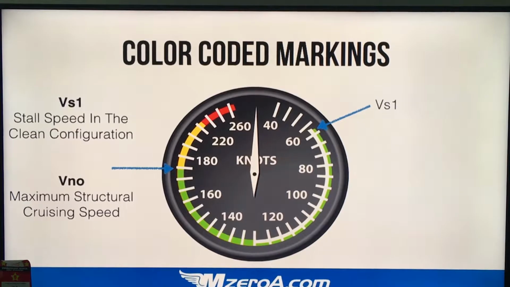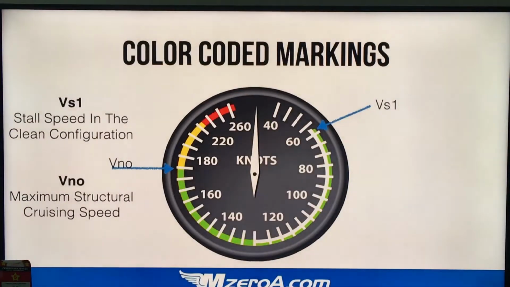The higher limit is our VNO. VNO is what some people call our normal operating range. NO, normal operating range. It's really called our maximum structural cruising speed. Meaning, do not exceed this speed unless you're in smooth air. That yellow arc, which we'll talk about here in a second, is for smooth air operations only. If it's a turbulent day and I'm getting bumped around, I want to stay inside of my green arc because it's my normal operating range, my VNO.